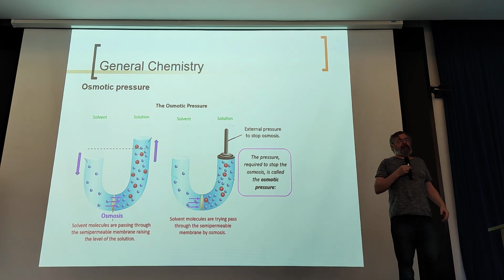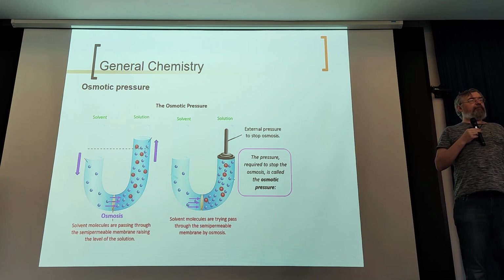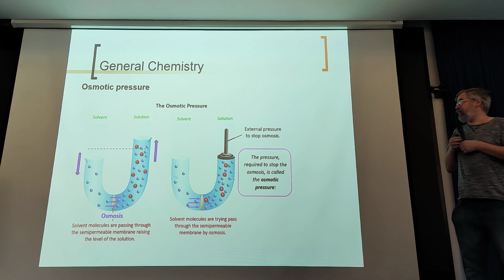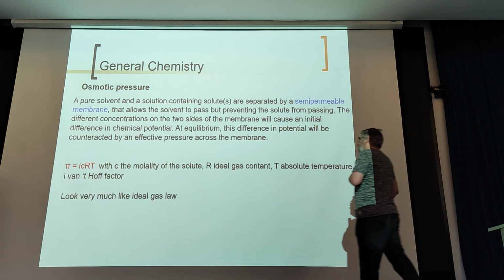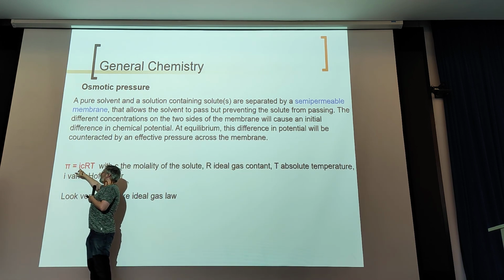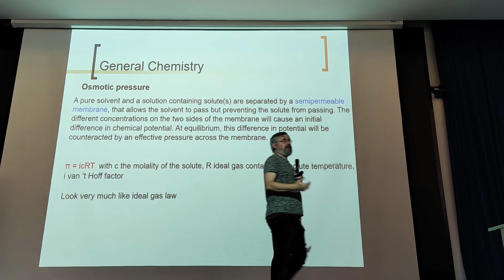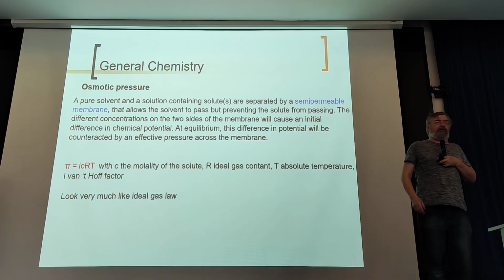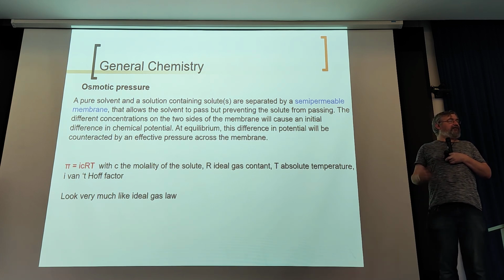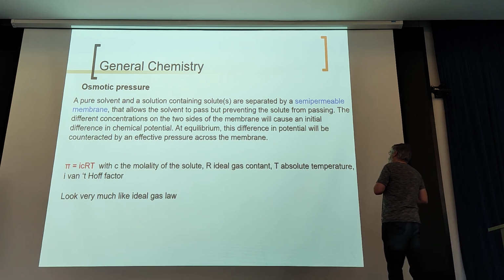Again, this is a completely colligative property, not dependent on the type of particles, but only on the amount of particles. So you can see the pressure pi. Again, we use i for the Van 't Hoff factor, the amount of particles. c is the concentration, and then RT is like in the gas law. You can see this looks very similar. This is like PV and RT. Almost looks the same. So with R the ideal gas constant and T the absolute temperature.